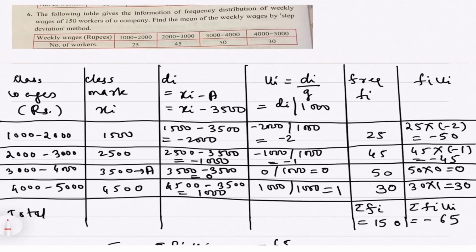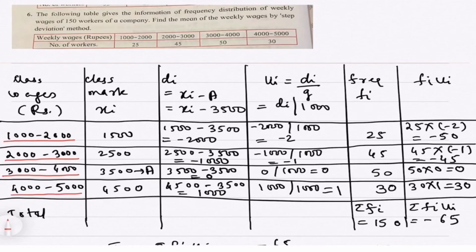Now question number 6 is similar to question number 4, where again mean is asked by step deviation method. Now here we are given first column as weekly wages in rupees, second column as number of workers. First column is classes. The classes are 1000 to 2000, 2000 to 3000, 3000 to 4000, 4000 to 5000.